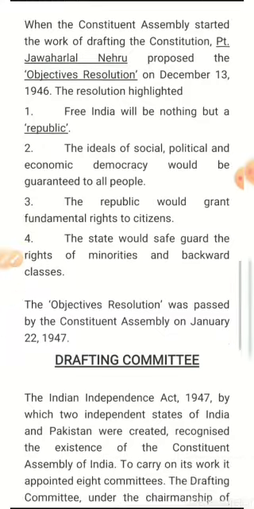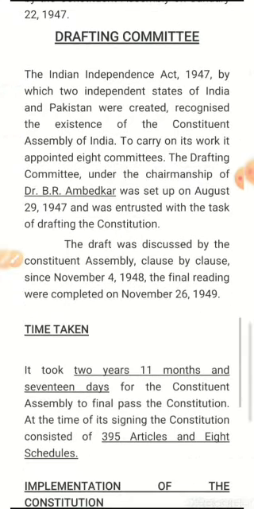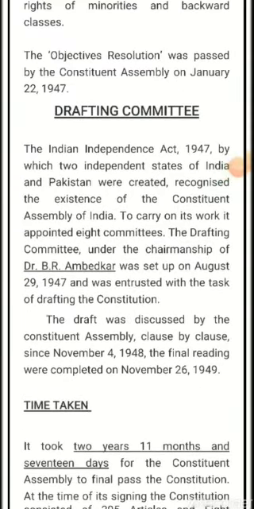Now, how the Constitution was drafted? The Drafting Committee. The Indian Independence Act 1947, by which two independent states of India and Pakistan were created, recognized the existence of Constituent Assembly of India. To carry on its work, it appointed 8 committees. The Drafting Committee, under the chairmanship of Dr. B.R. Ambedkar, was set up on August 29, 1947 and was entrusted with the task of drafting the Constitution.